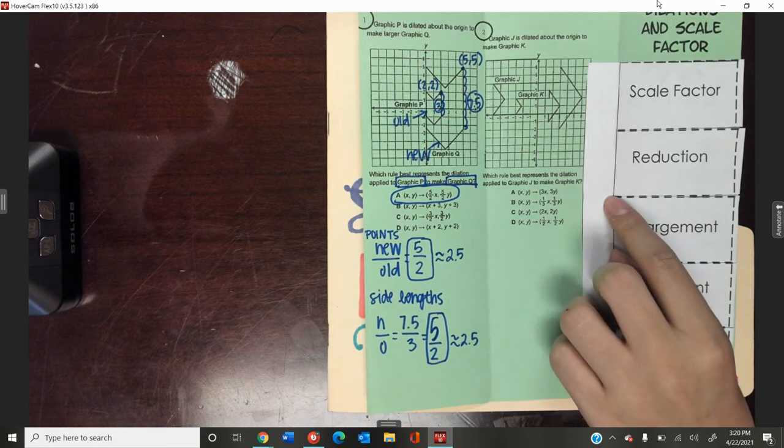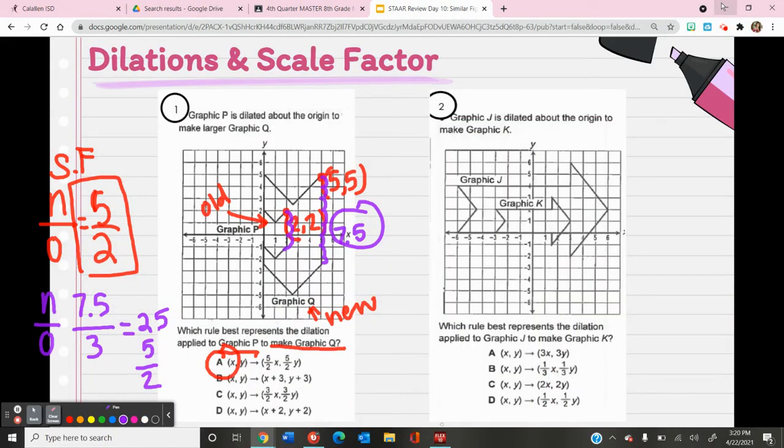Otherwise, we're going to go ahead and go on to number 2. Number 2 says graphic J is dilated about the origin to make graphic K. Which rule best represents the dilation applied to graphic J to make graphic K? So here I'm going from graph J and I make graph K.